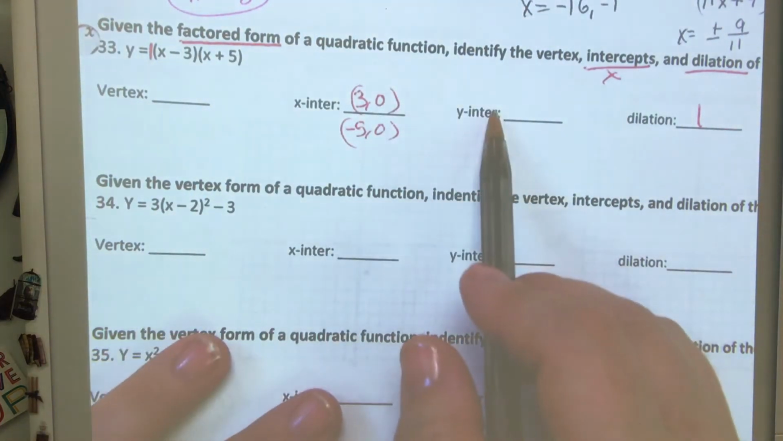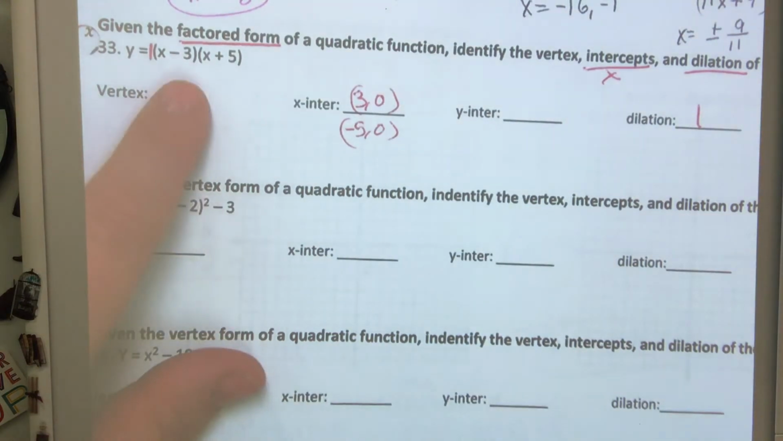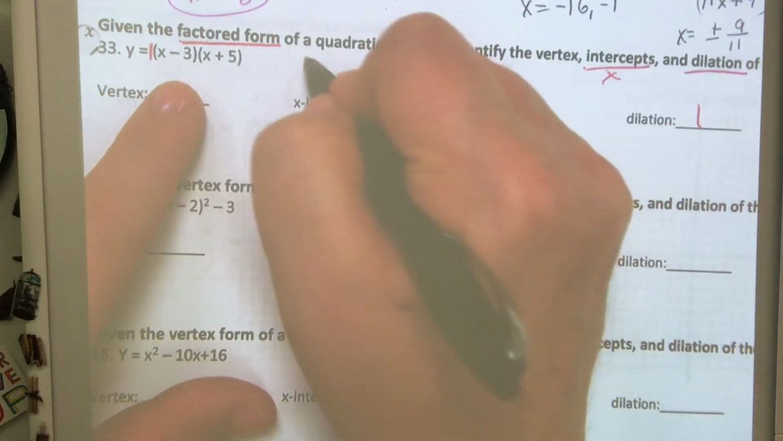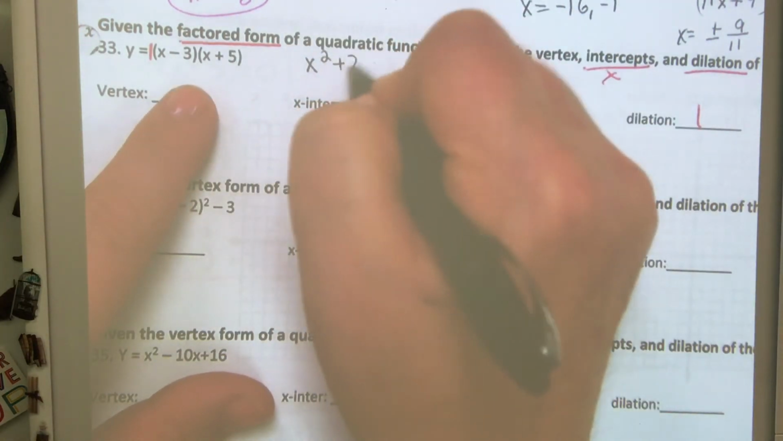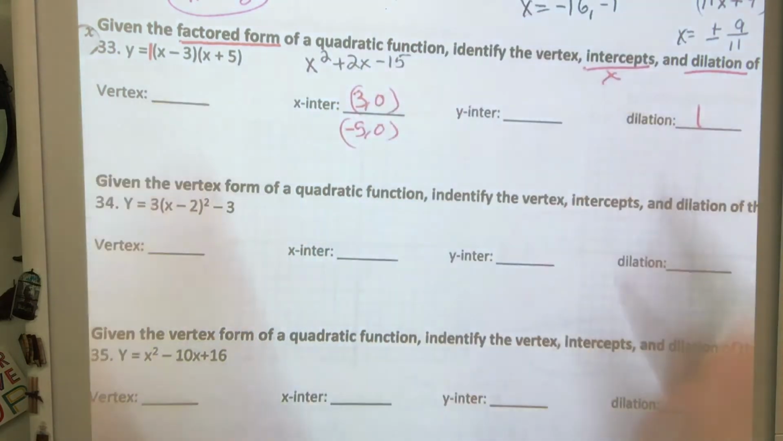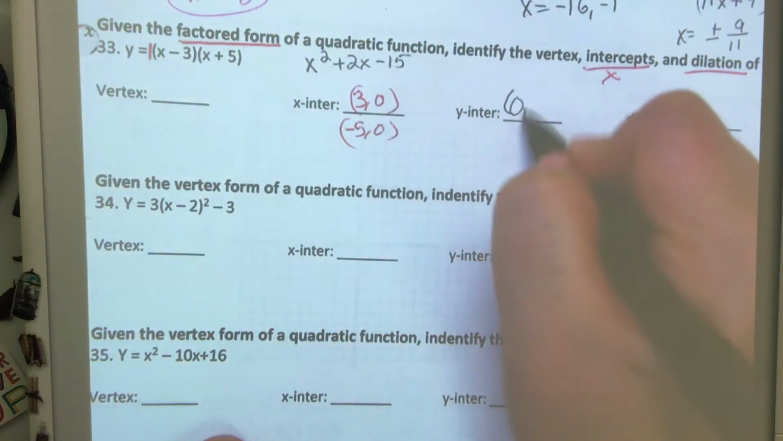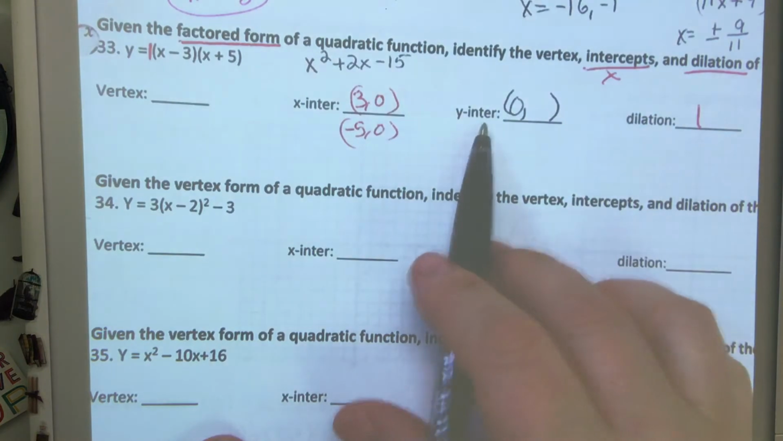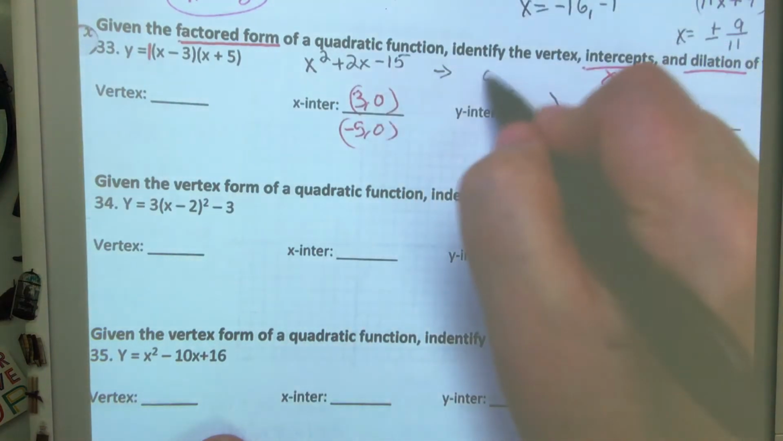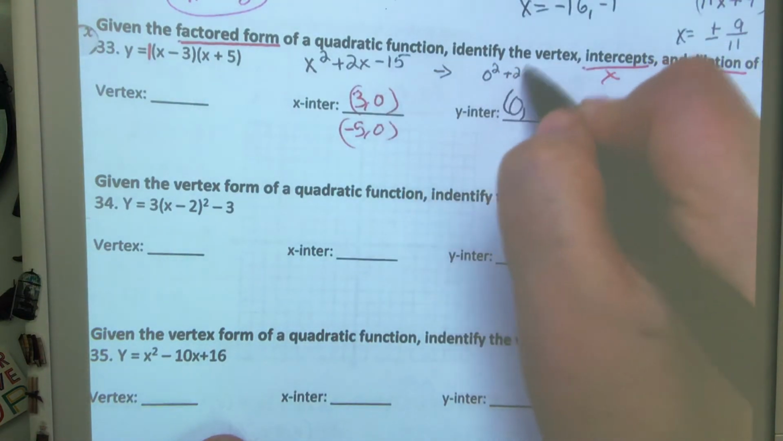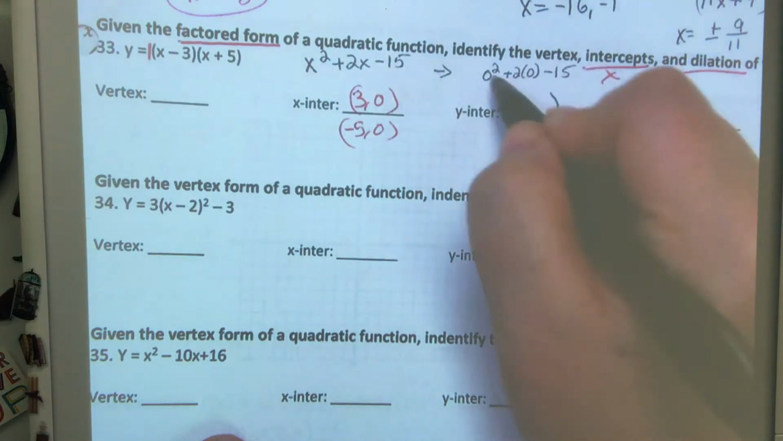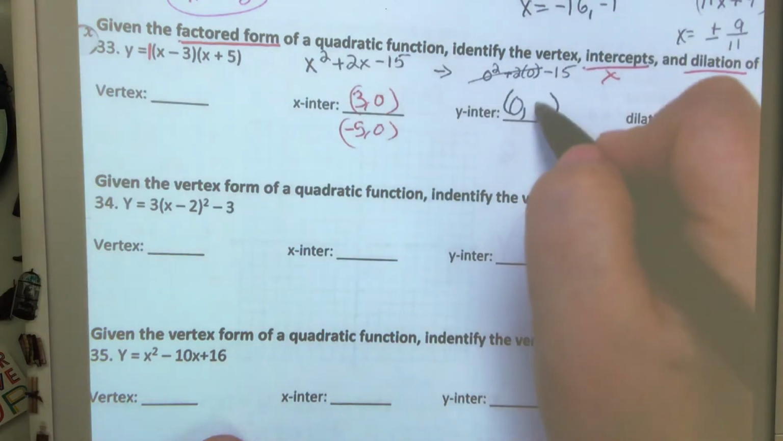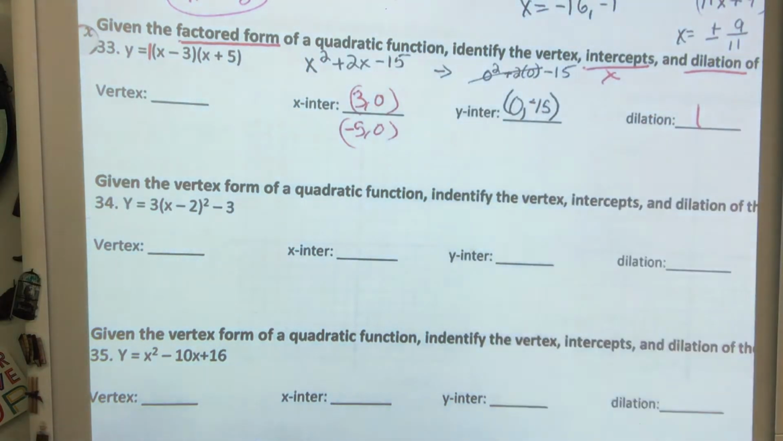For your y-intercept, you have to multiply this out. And if I multiplied it out, I would get x squared plus 2x minus 15. Remember, y-intercept is when x equals 0. So this would become 0 squared plus 2 times 0 minus 15. These all cancel out, and I get negative 15.